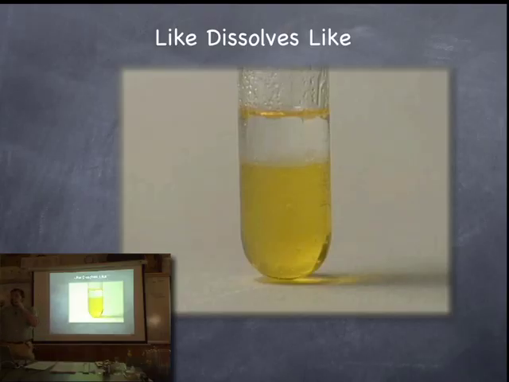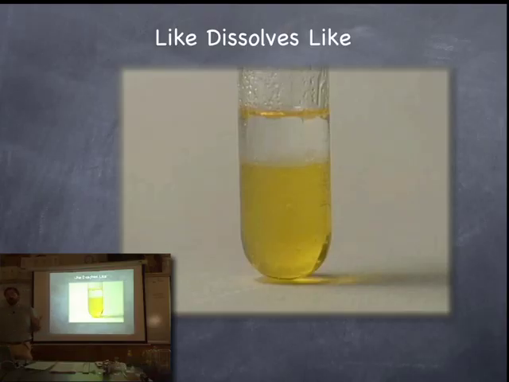Things that have similar polarities will mix well together. So, mixtures that have similar polarities will have high solubility. Sugar is a polar molecule. It has a lot of hydroxides on it. It will dissolve very well into water. Acetic acid, ethanoic acid, has an OH group, a hydroxide on it. It will dissolve very well into water, but it won't mix with oil.